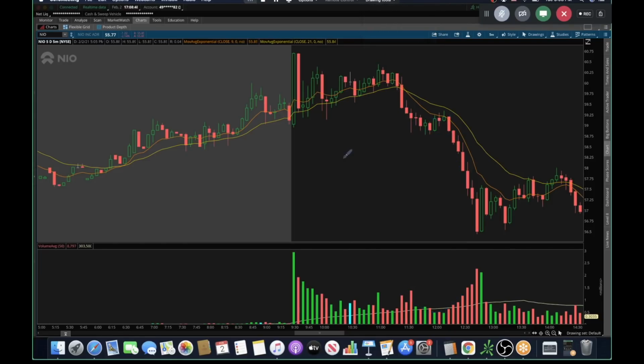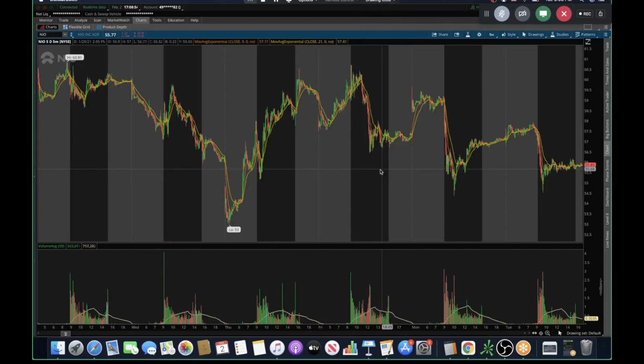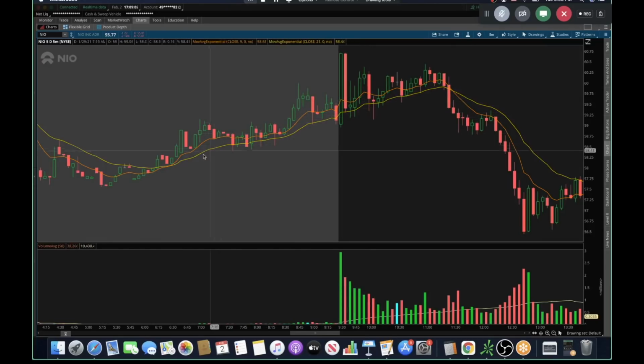So another thing that you want to see, say for example you're looking for the upside on a break. What you want to see on the upside break is your 9-day EMA cross above your 21-day EMA.